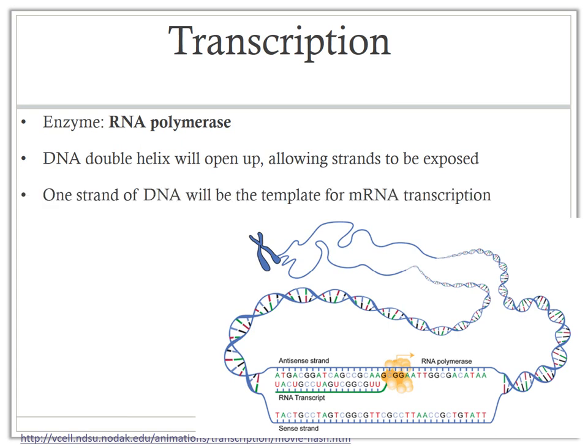One strand of the DNA will be the template for the messenger RNA transcription. So on the bottom, you can see how the DNA has been opened up, and you've got this RNA being created from the top strand. The RNA is only being created from the top strand. The bottom strand is not being copied, just this top strand is, and that is considered the template. The DNA at the top is considered the template, and it is a template for this RNA molecule that is being transcribed.